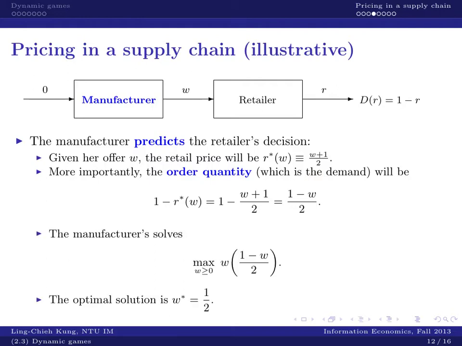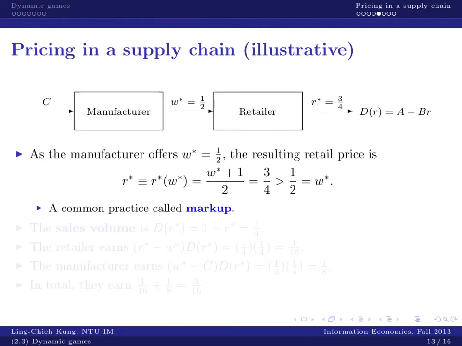Knowing about that, the manufacturer will solve this problem to maximize his own profit. I'm going to choose a wholesale price so that I can maximize my profit, which is the multiplication of the first W, my sales margin, because the cost is 0, times the quantity I can sell. When I increase W, I know the quantity is going to go down. That's the trade-off I'm facing. The optimal solution can be found to be 1/2 in this problem.